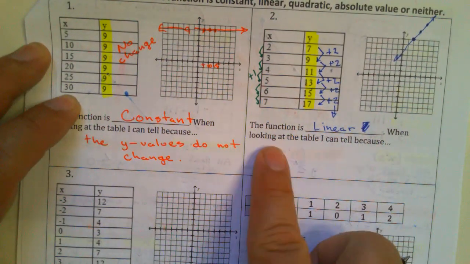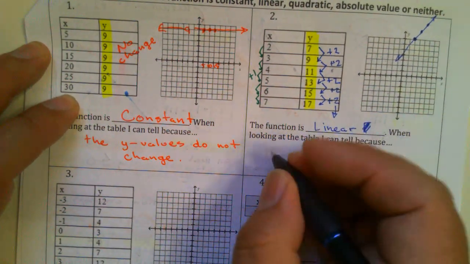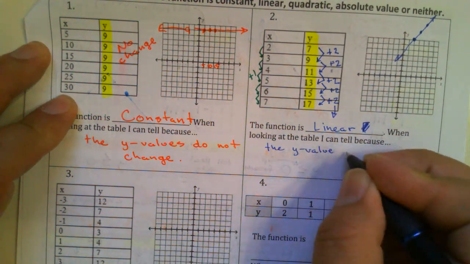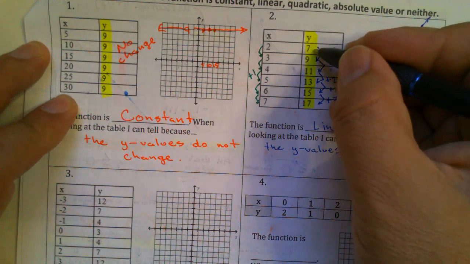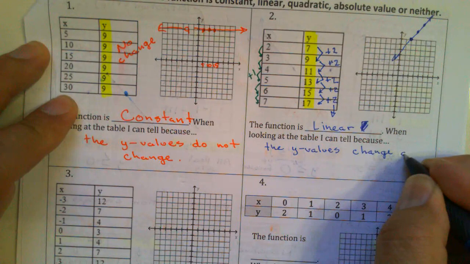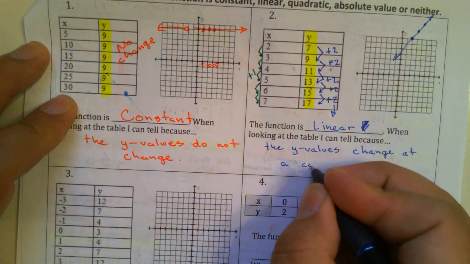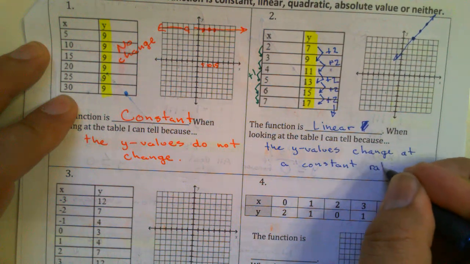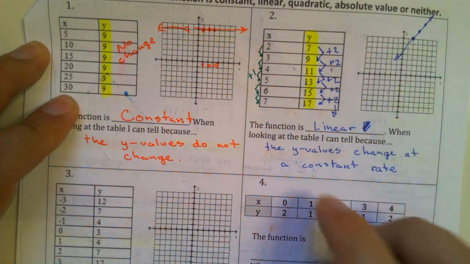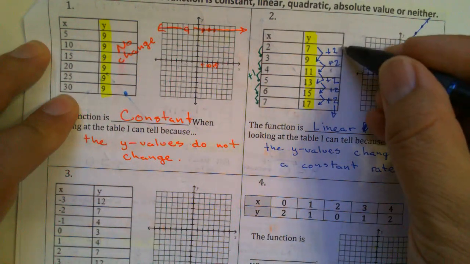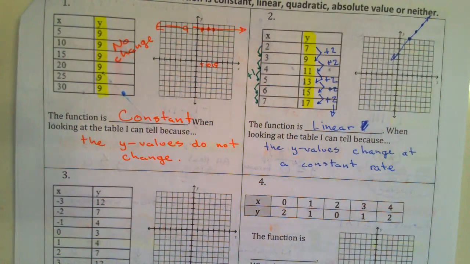The function is linear. When looking at the table, I can tell because the y values change. So they do change. Look, it's not the same number. The y values change at a constant rate. This is what we mean. And I might want to say consistent because I don't want you to confuse it with this, but it changes with a consistent rate. Okay? But you can always draw it if you can't tell what it is.